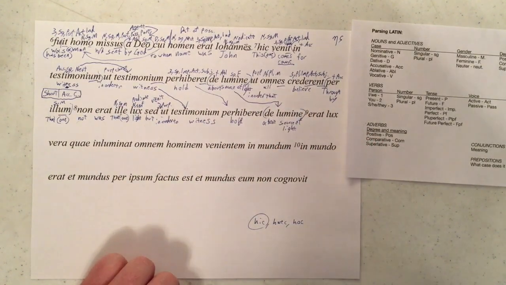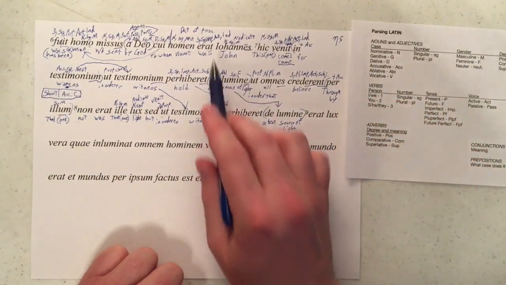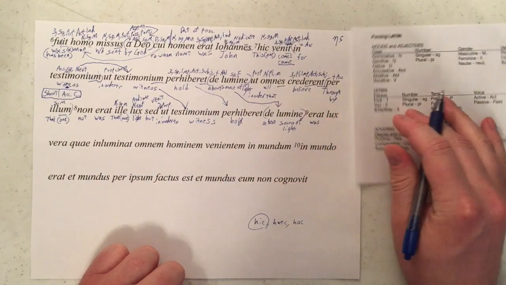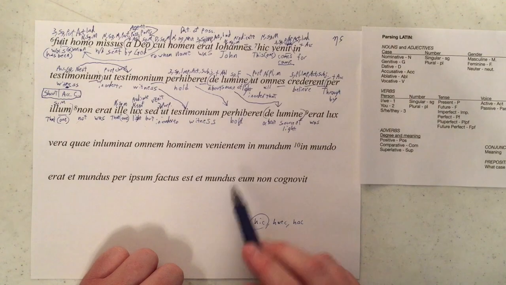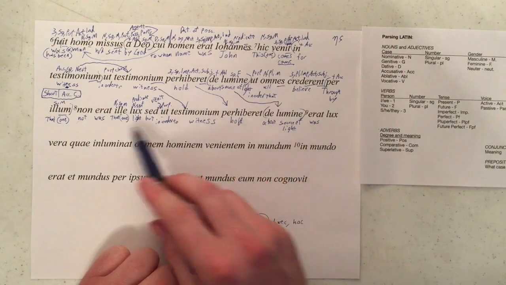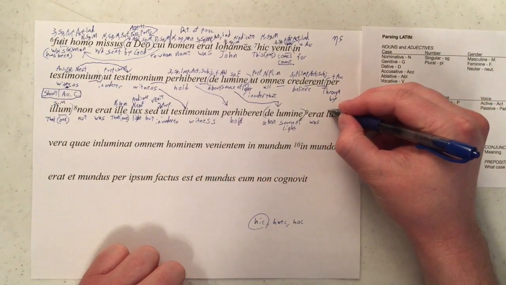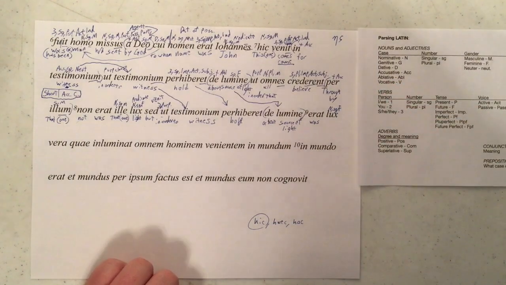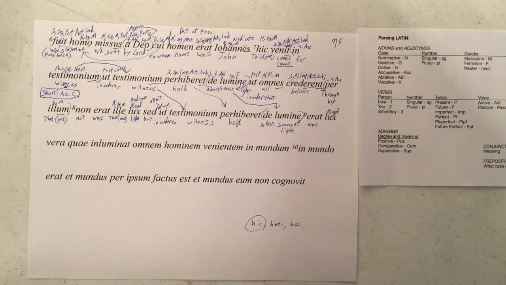All right, verse 9. We've got a verb. We've already done erat. We don't need to parse it again. We just write down what it means. We know that we need a singular subject. And we look at our next word. We've got lux. Lux is going to be nominative singular feminine. And since it is the first nominative this time, that's going to make it most likely the subject, and there will probably be another nominative or prepositional phrase.